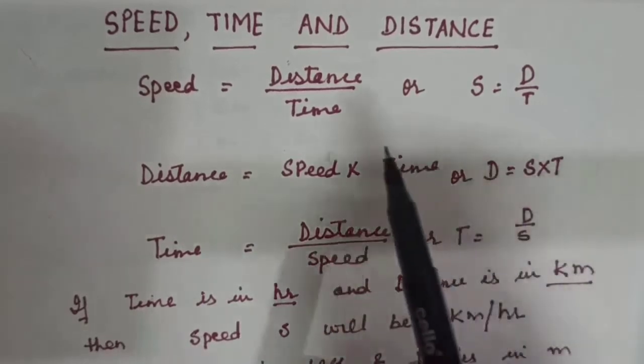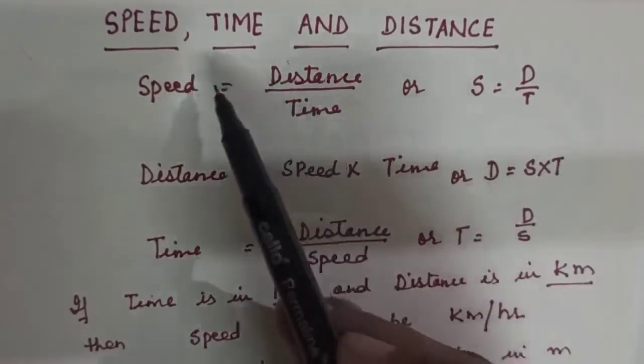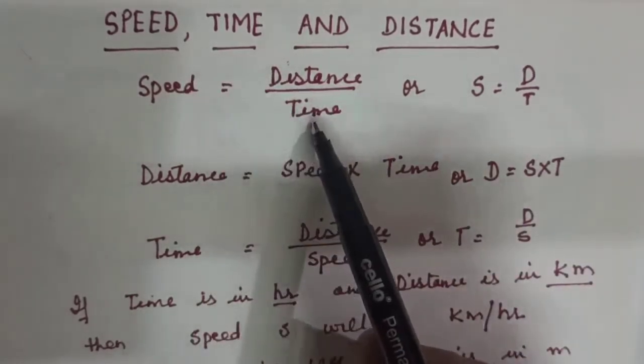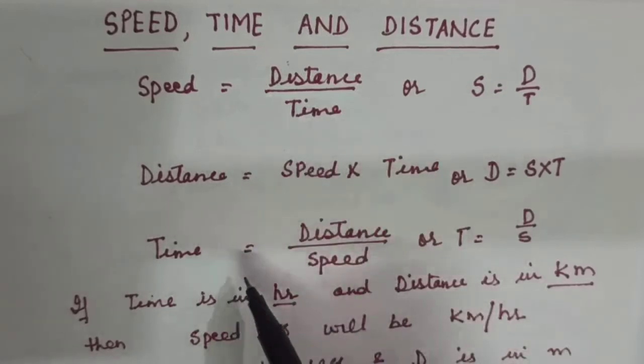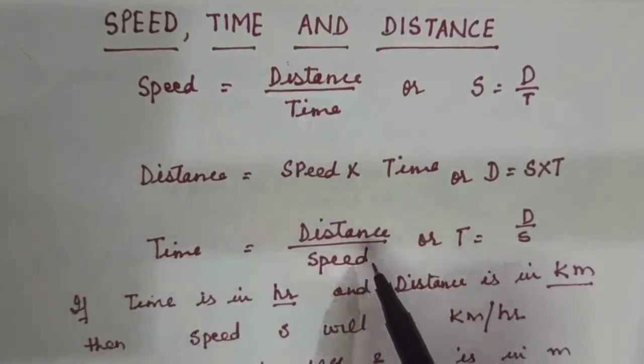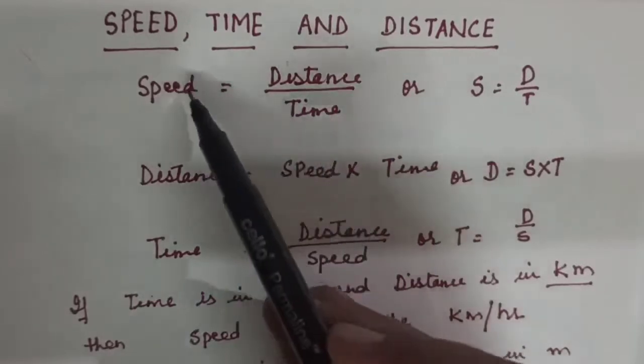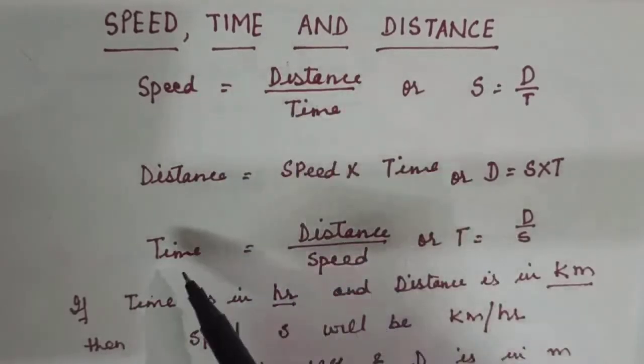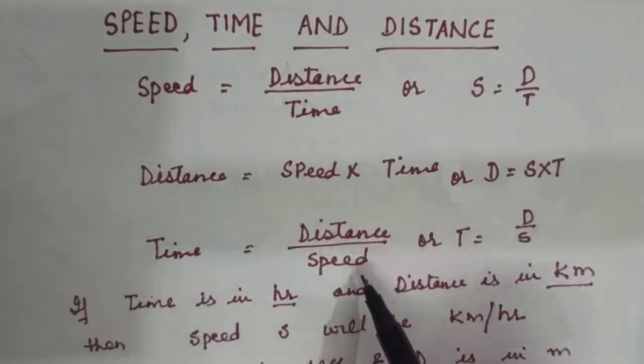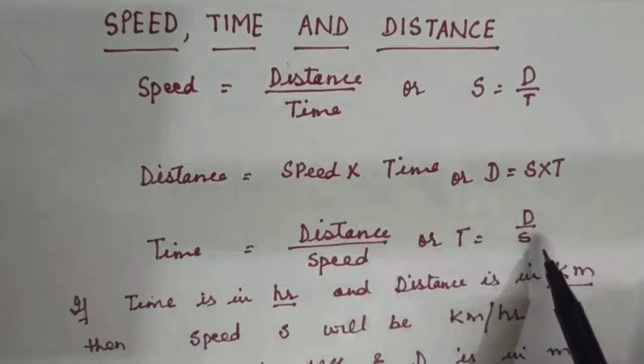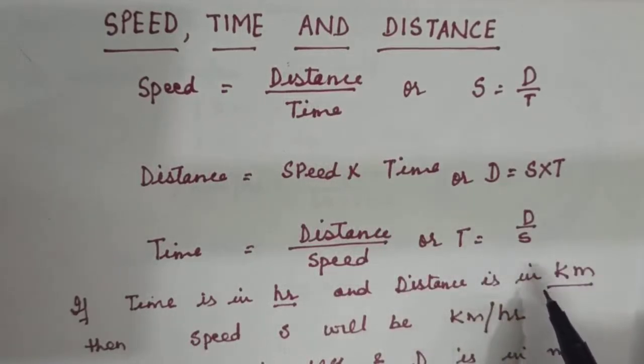Same way, if from the same formula we have to find time, what will be time? Time is equal to distance upon speed. We will interchange time and speed. So time is equal to distance upon speed. So it can be written as T is equal to D upon S.